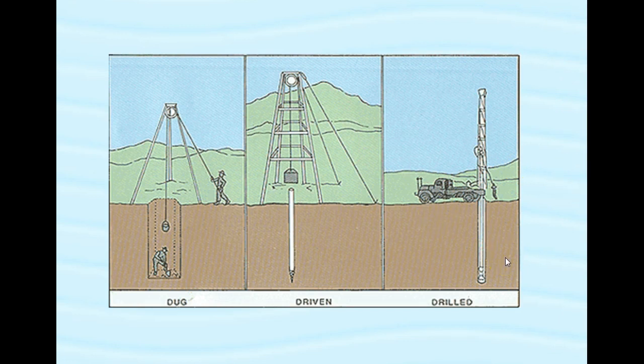Drilled wells can be more than 1,000 feet deep, and often a pump is placed at the bottom to push the water up to the surface.